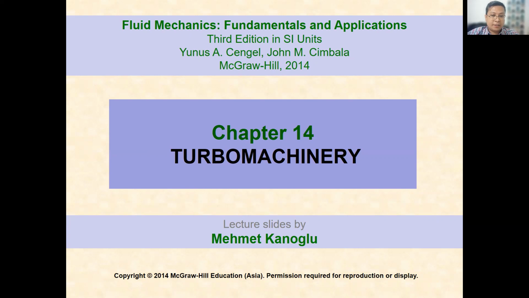Based on the reference from the book of Mehmet Khanoglu. So we are in chapter 14. Actually, based on our teaching plan, we are still in chapter 11. So to cover this chapter, we will start in week 11.